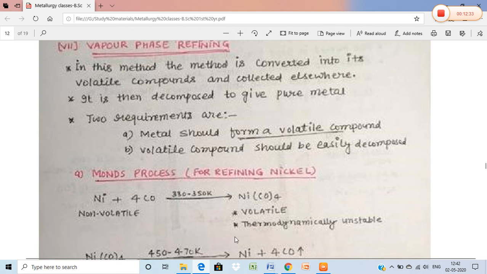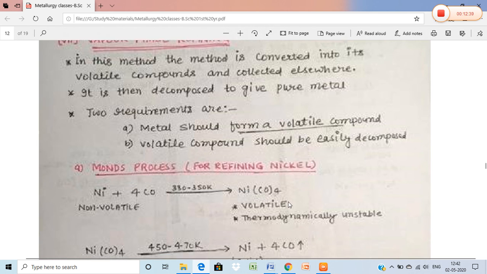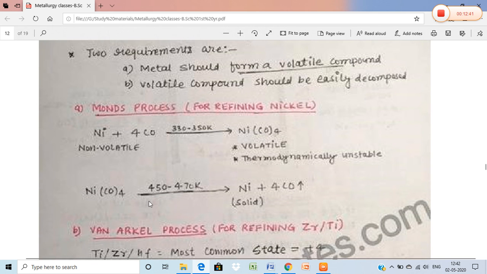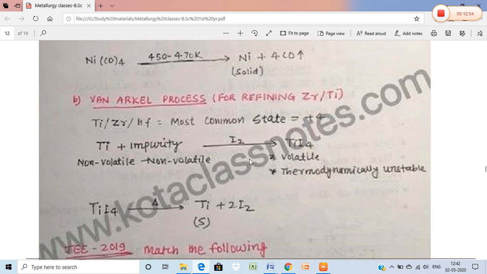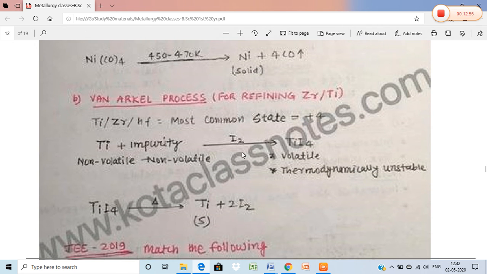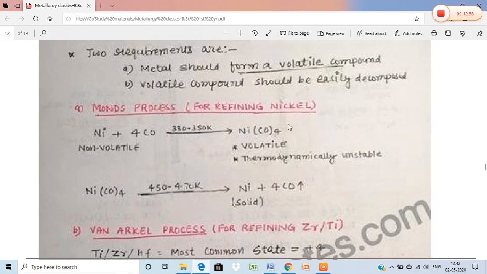Here we will concentrate on this one. In Mond's process, nickel plus 4CO gives Ni(CO)4. This is volatile, and if we heat it further, we get the pure nickel solid and the CO gets evolved. Now the Van Arkel process is used for the refining of zirconium and titanium. These two processes are mainly asked in the examinations also, so please remember this.